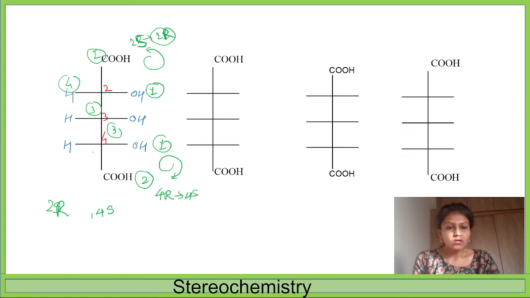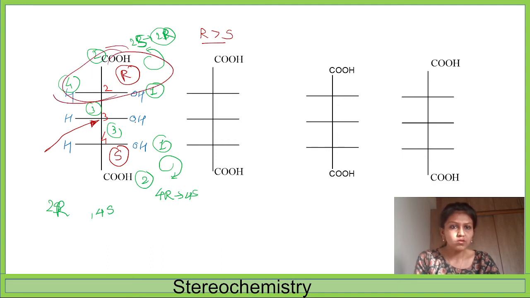Now we know that if this has R configuration and this has S configuration, then we can find out the R or S for carbon number 3, because according to the CIP rule R has more priority than S. So both these functional groups are constitutionally same, but configurationally they both are different, right? So this center carbon is known as the pseudochiral carbon, due to the change in configuration.